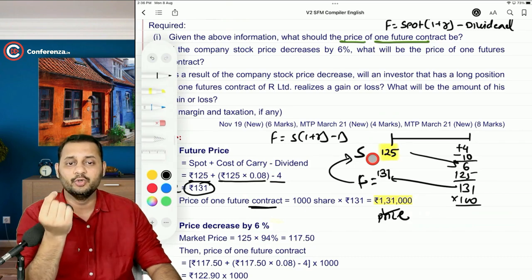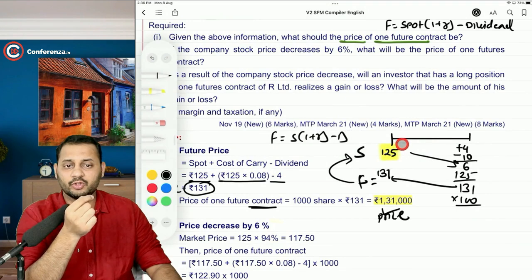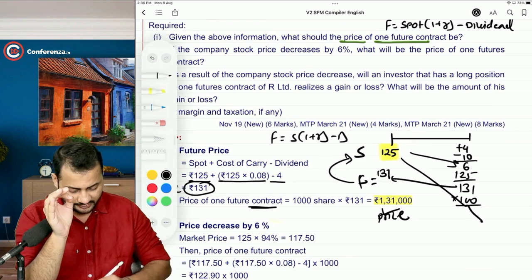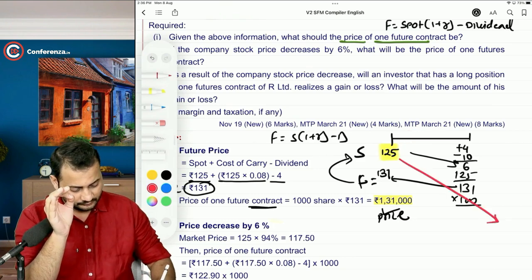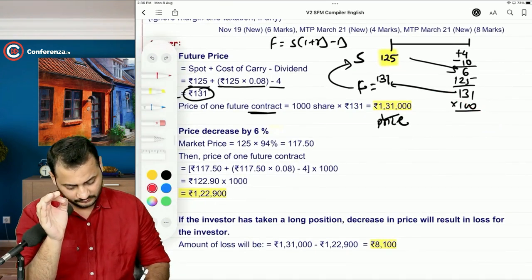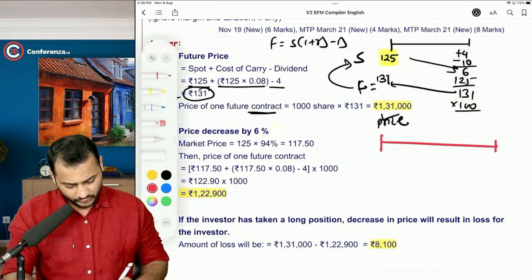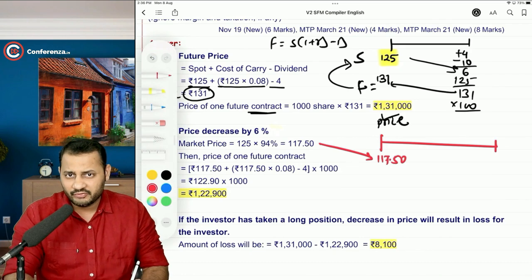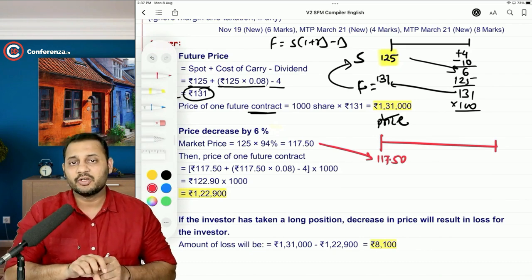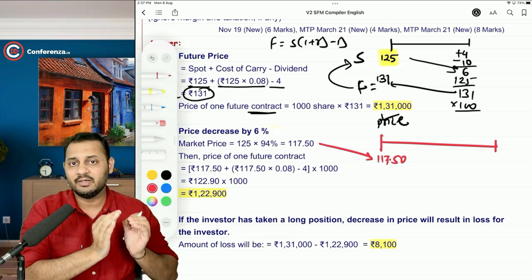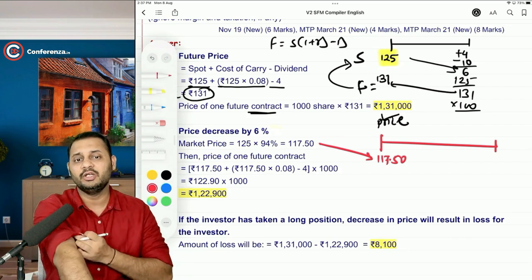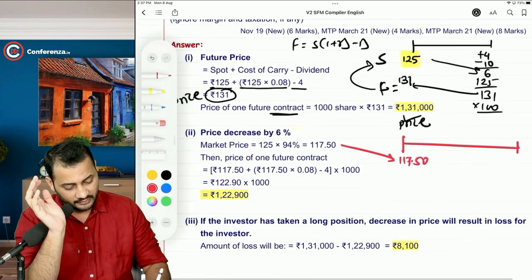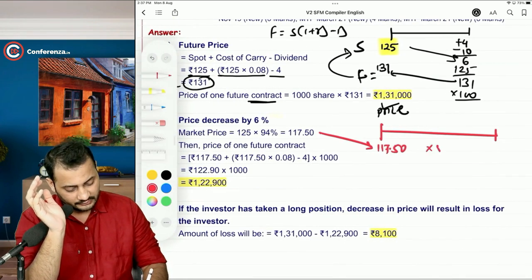Okay. So what is going to happen? First, calculate the new stock price, 125 less 6%. That is going to be the new price at this point. Let me just do it once again. In this case, the new stock price will be 117.50. So there is no need to borrow 125 rupees now, obviously. So how much are you going to borrow today? 117.5. So interest of 8% will only be paid on this much of the amount. Interest amount will also get reduced by 6%. So multiply it by 8%.